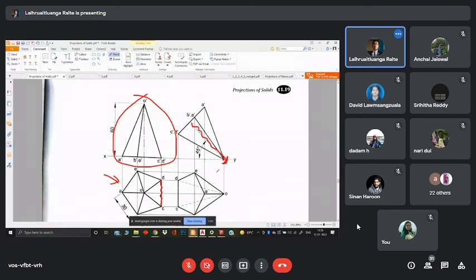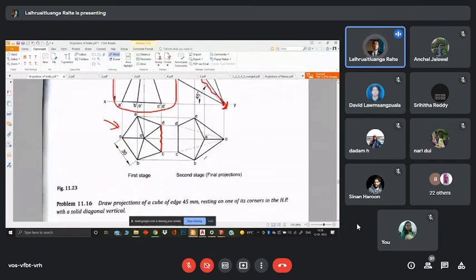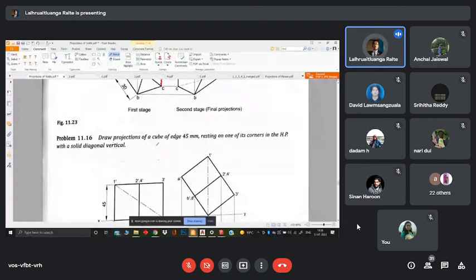All right. Now we have to draw the projections of a cube of edge 45 mm. Cube would mean a square pyramid of side 45 mm and axis 45 mm. So that is why you need to know many things. A square pyramid can be a cube and a cuboid, but when we talk about a cube, then the axis is always the same as the side, the edge, resting on one of its corners in the HP.